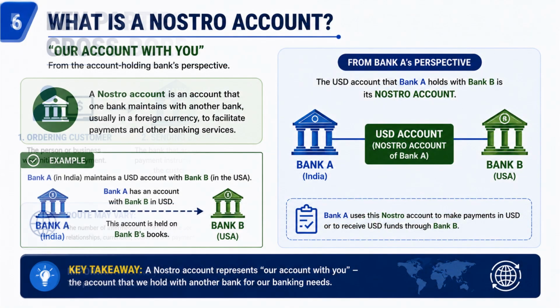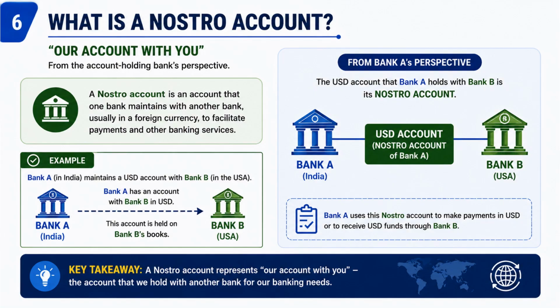Now let's understand the term Nostro. Nostro is traditionally explained as "our account with you." Suppose Bank A maintains an account with Bank B. From Bank A's perspective, this account is its Nostro account. The important point is that the account itself is maintained on the books of the bank providing the account service.